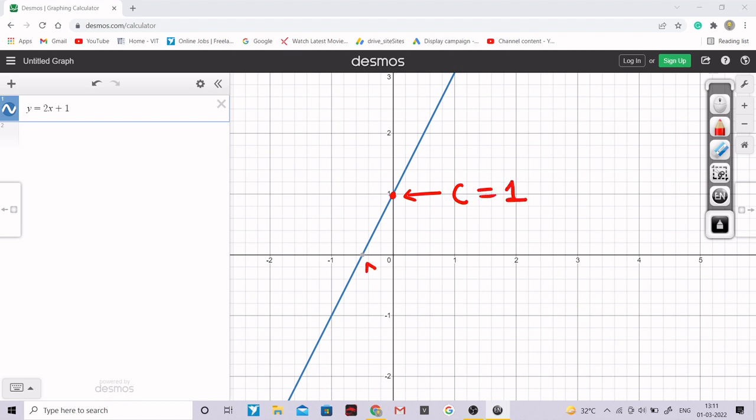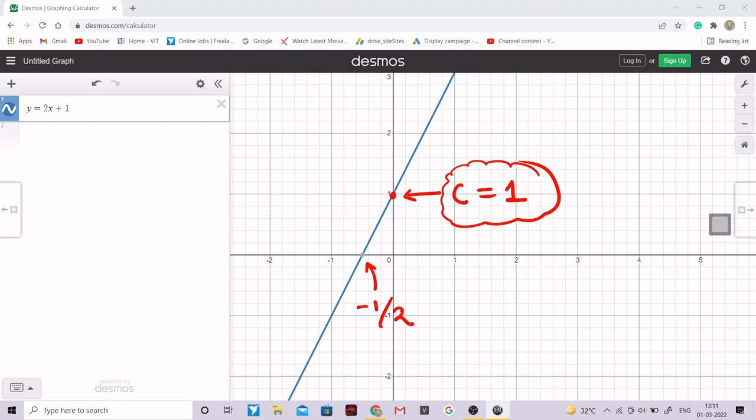And obviously, over here we were getting the value of x as minus half, right? As you can see, on the x-axis it is passing through minus half, and on the y-axis it is passing through 1. That means our c is 1 and our x is minus half.